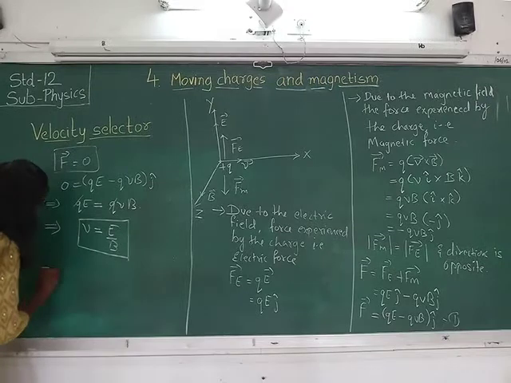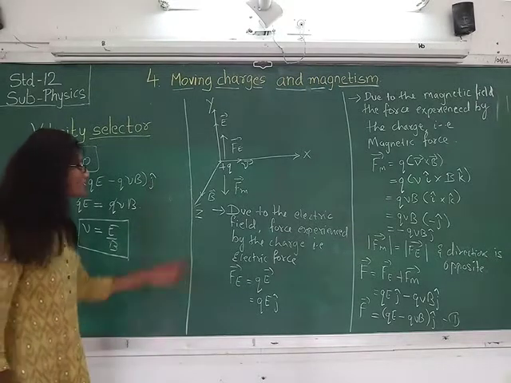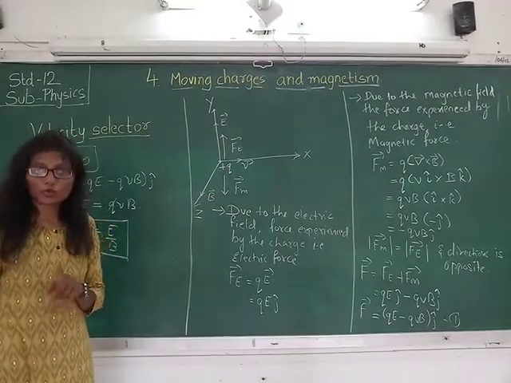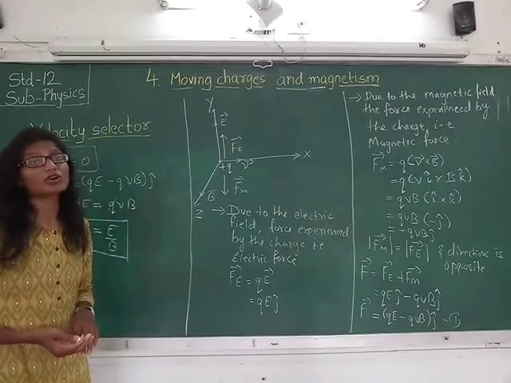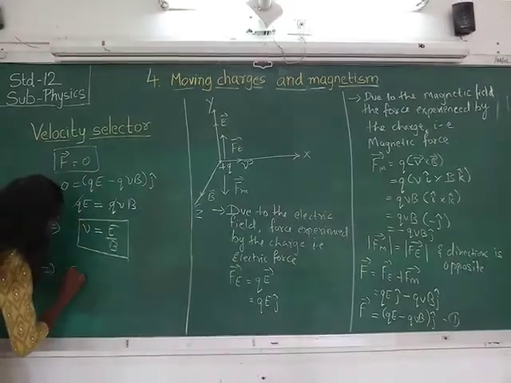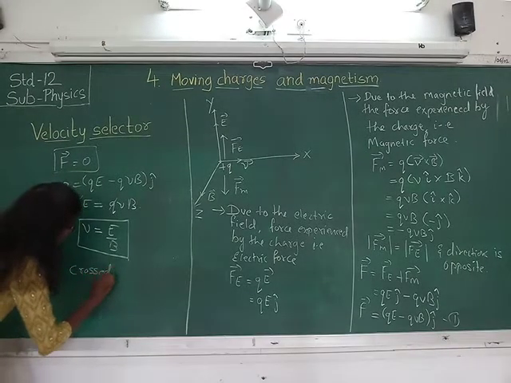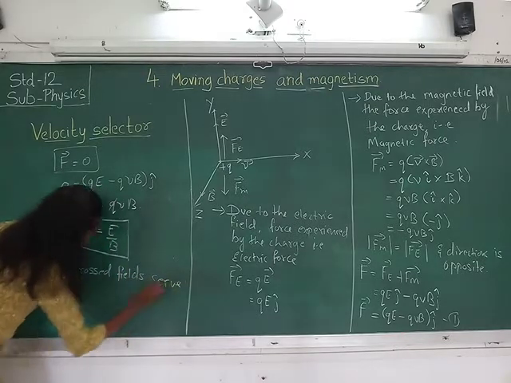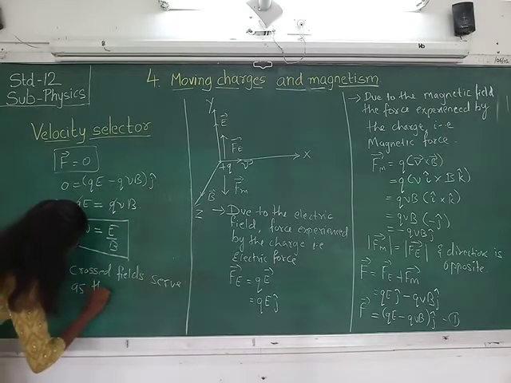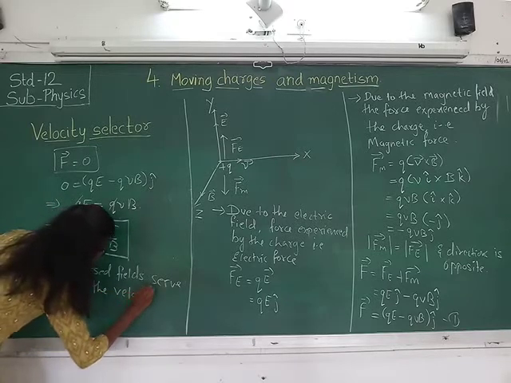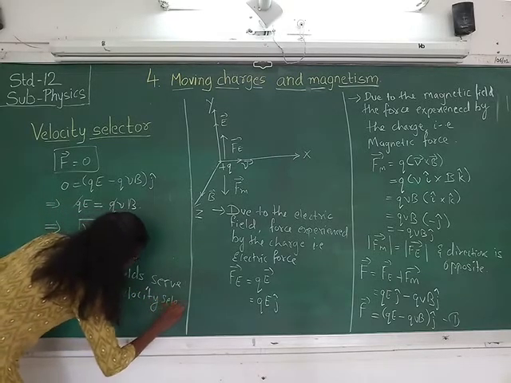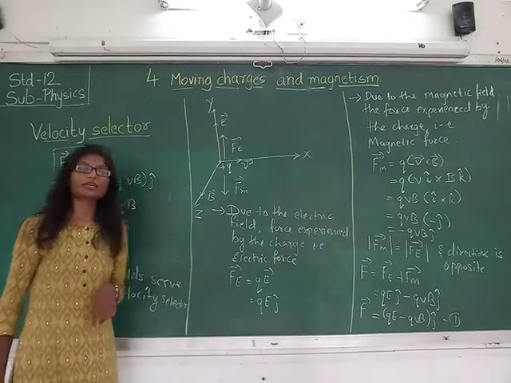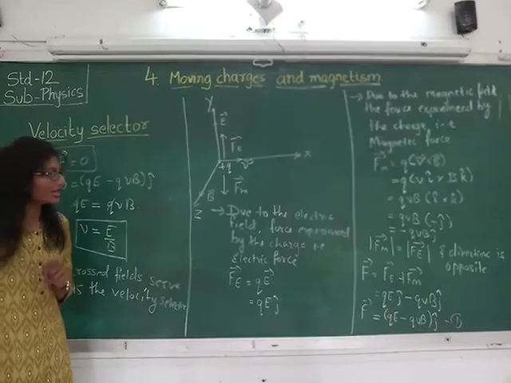And here, as I have said, that the crossed fields E and B, we know that E and B should be perpendicular to each other, and for that reason it is called crossed fields. So the crossed fields over here serve as the velocity selector. The crossed field, that is vector E and vector B, serve as the velocity selector.